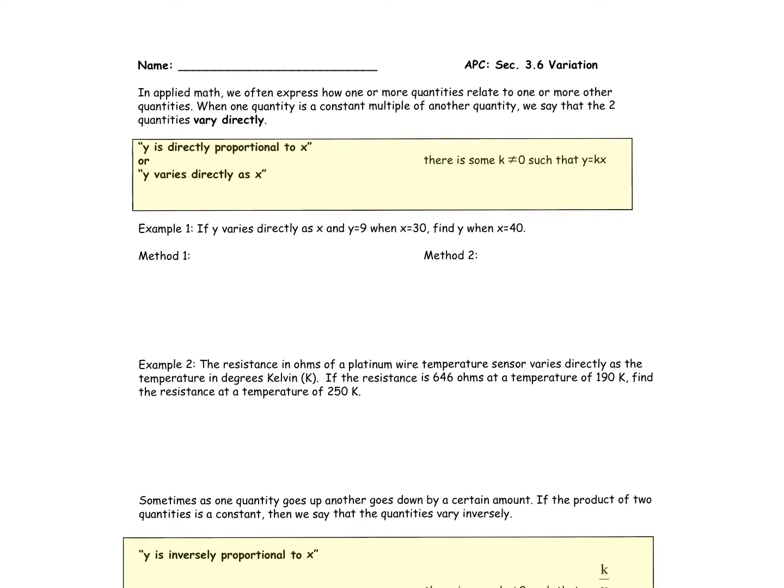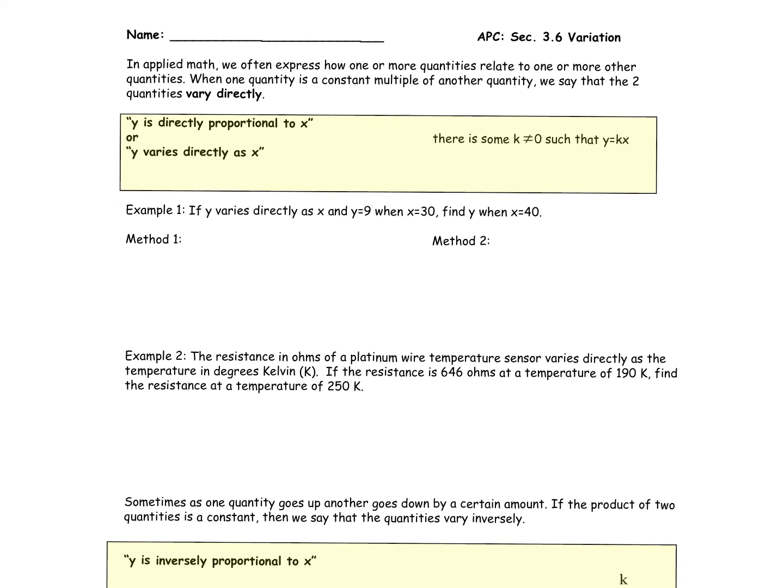So let's do this example. If y varies directly as x, okay, so if that's the case, we know this is the relationship, y equals kx. And y equals 9 when x is 30. Okay, so y is 9 when x is 30. This will allow us to find k. So in this case, k will be 9 over 30. Or if I reduce that, I get 3/10.